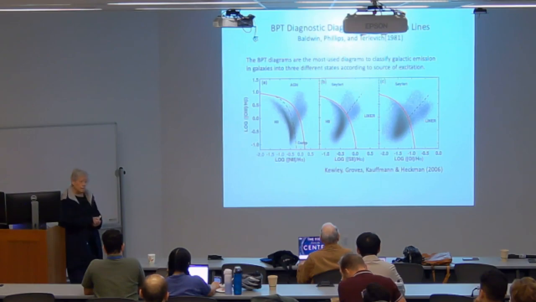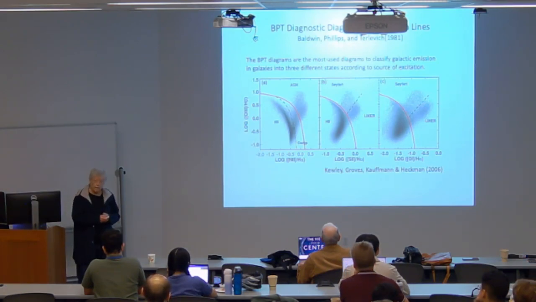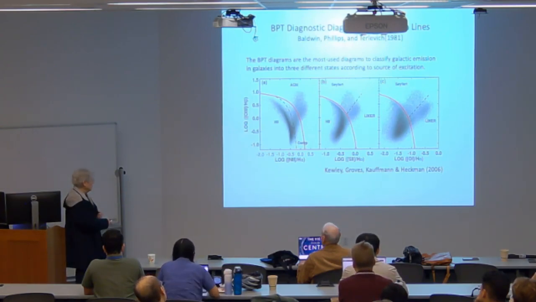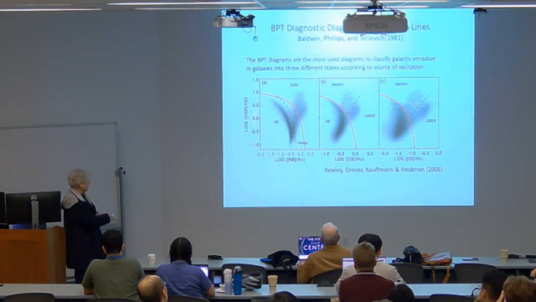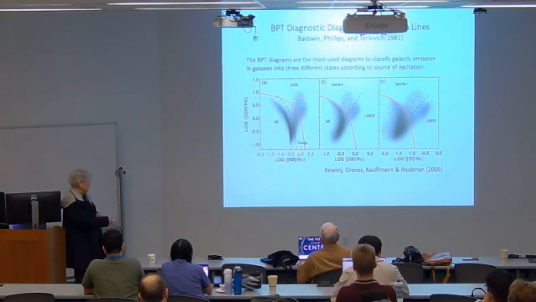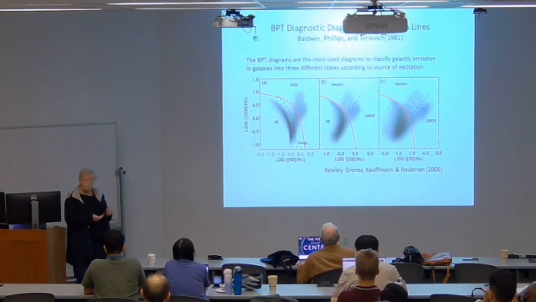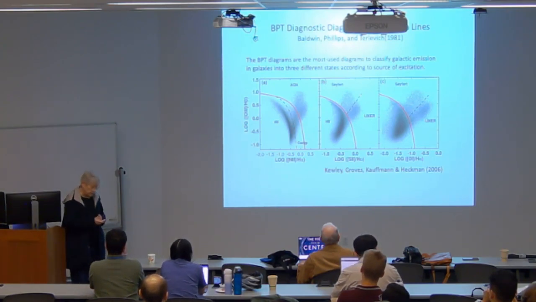So, a little bit of background here: the famous BPT diagrams for emission lines. They're a way of diagnosing the ionizing source in emission line radiation coming out of galaxies. And there are three versions. They all have the same y-axis, which is O3 to H beta. X can be N2 to H alpha, or sulfur 2 to H alpha, or O1 to H alpha. So I'm going to be making extensive use of these diagrams in my talk.